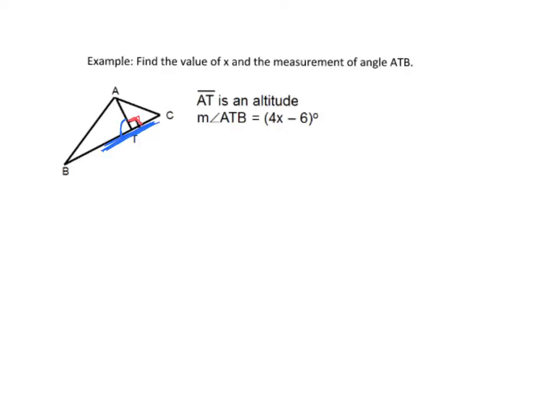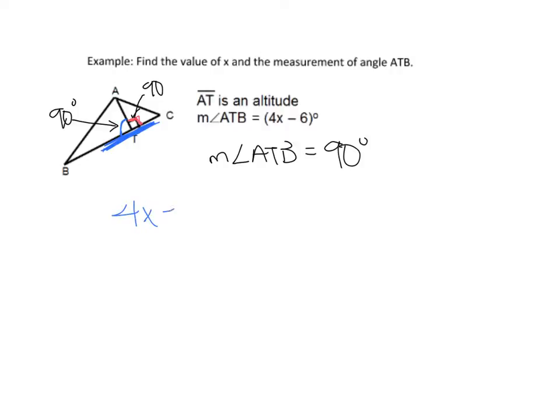And hopefully we recall that the measurement of straight angles is 180 degrees, meaning that those two angles are supplementary. So if this is 90 degrees, then this would have to also be 90 degrees. So we have discovered that the measurement of angle ATB is equal to 90 degrees. Now all we've got to do is figure out what the value of x is.